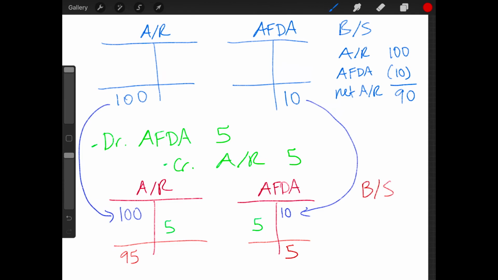And what this would look like on a balance sheet, again, is we would have a balance in accounts receivable of 95, a balance in our AFDA account of 5, and since AFDA is a contra account to accounts receivable, that means our net accounts receivable is going to be 90.